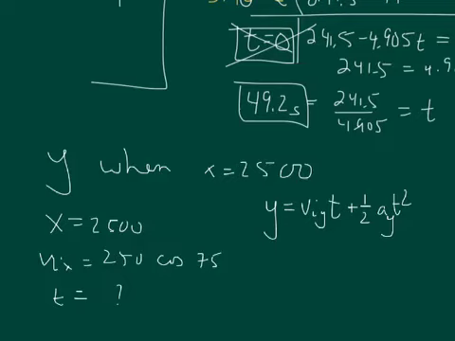Okay? So go ahead and plug 2500 in for X. Find the time it takes. Plug the time in over here with Viy, with ay, and find the Y value. Go ahead and do it real quick. And tell me if this indeed clears the island. If not, where does it hit on the island?